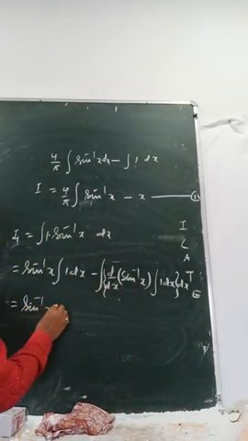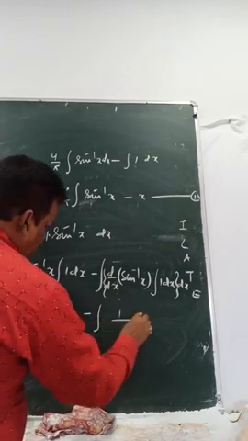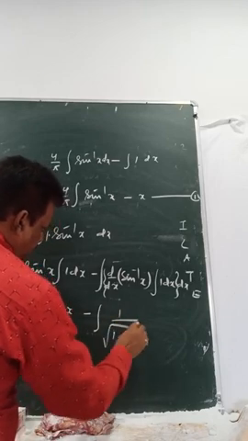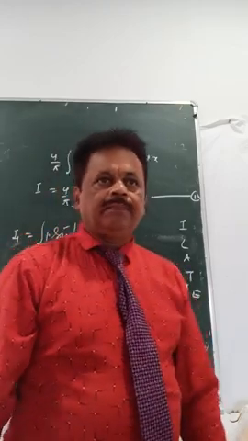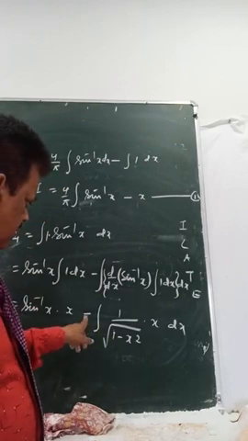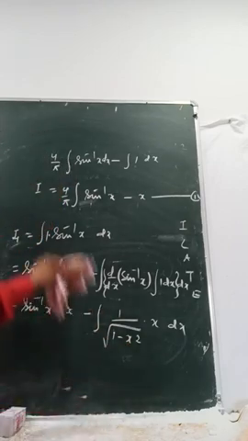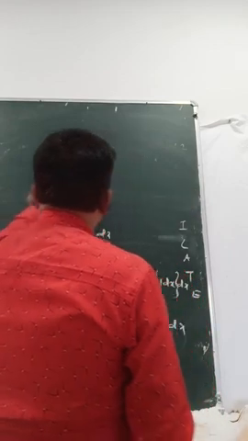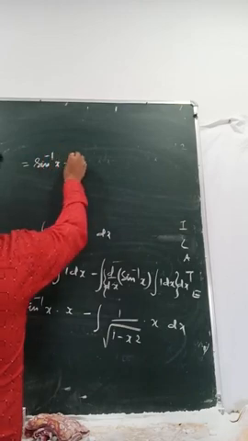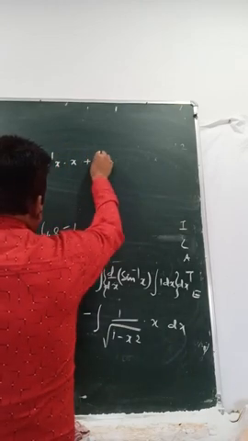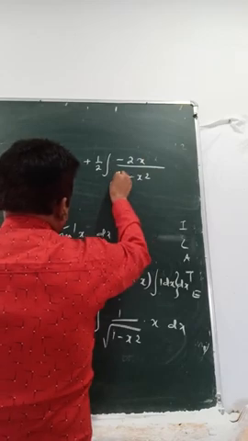Sin inverse x into x minus 1 by 1 minus x square. This is into x dx. I think I have already done this question earlier. So it is minus, if you take minus x inside, the derivative is minus 2x. So you can write sin inverse x into x plus 1 by 2 into minus 2x over root of 1 minus x square dx.